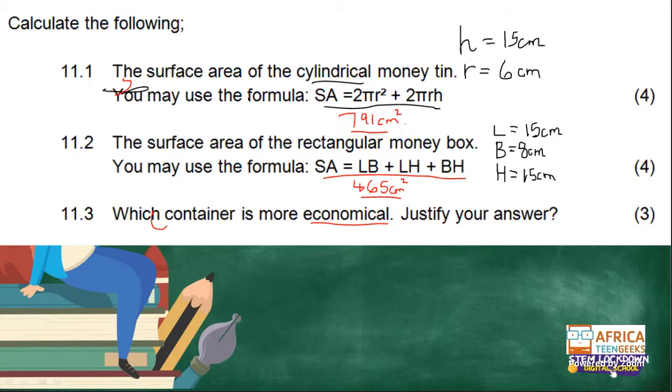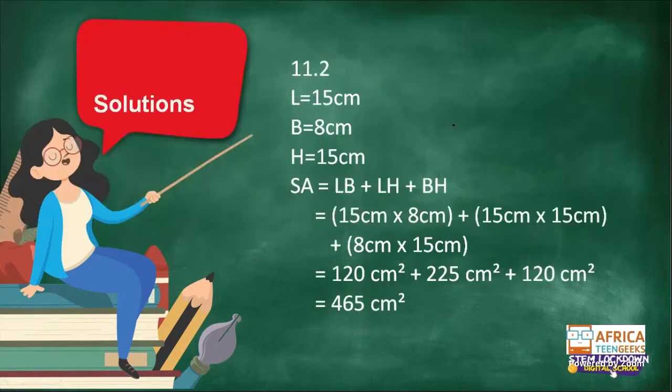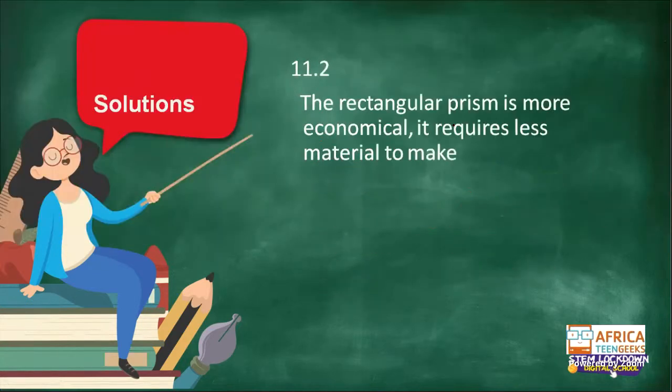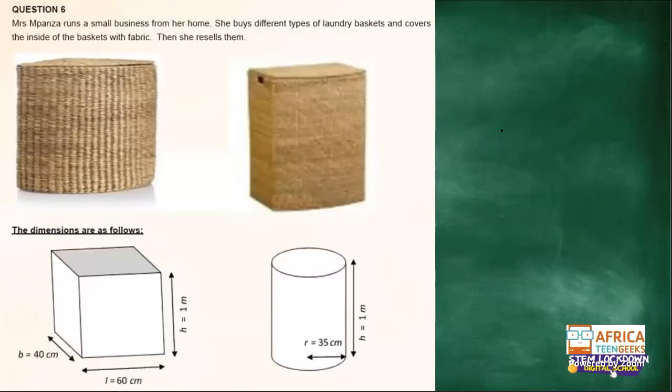Okay, the correct answer, guys, don't be shy, you seem a bit shy today. The rectangular prism is more economical because it requires less material to make, right? So it is more economical for Jablani to make the rectangular prism. Okay, next question, which is the last question for the day.